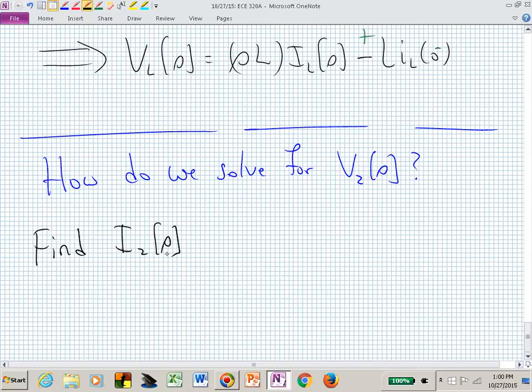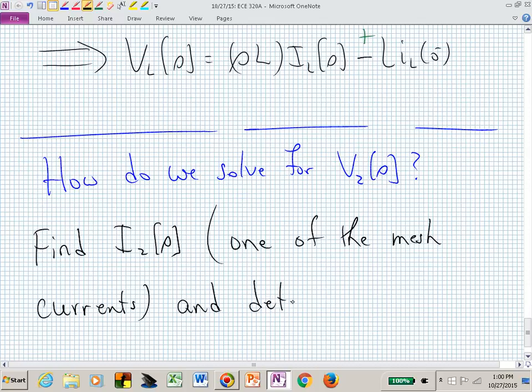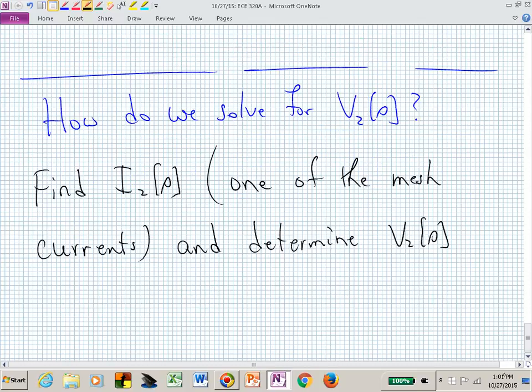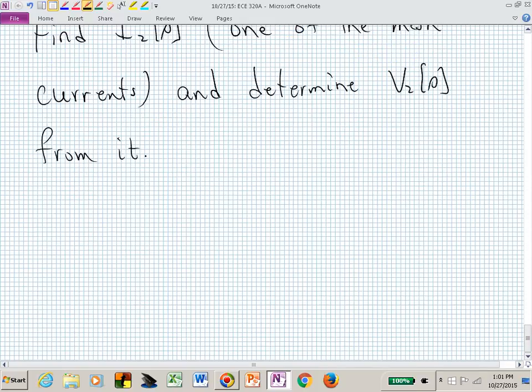We can find I sub 2 of S, and that's just one of the mesh currents. And once we have I sub 2 of S, then we can determine V sub 2 of S from I sub 2 of S. Let's now write that down.